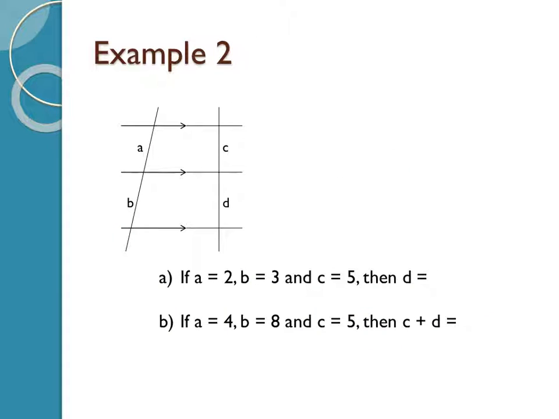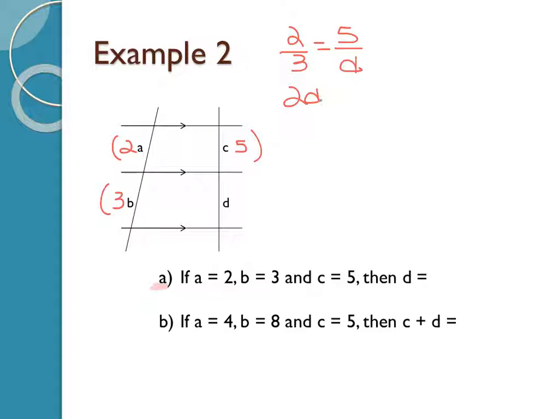Okay, example 2. Now we're going to apply that theorem. So I'm going to go ahead and add in my numbers. For letter A, I'll do it in the red. So A is 2, B is 3, C is 5. Remember, when we have 3 parallel lines and it intersects 2 transversals, we can set up proportions to find the missing letter. So I could either do top left over bottom left, and then top right over bottom right.